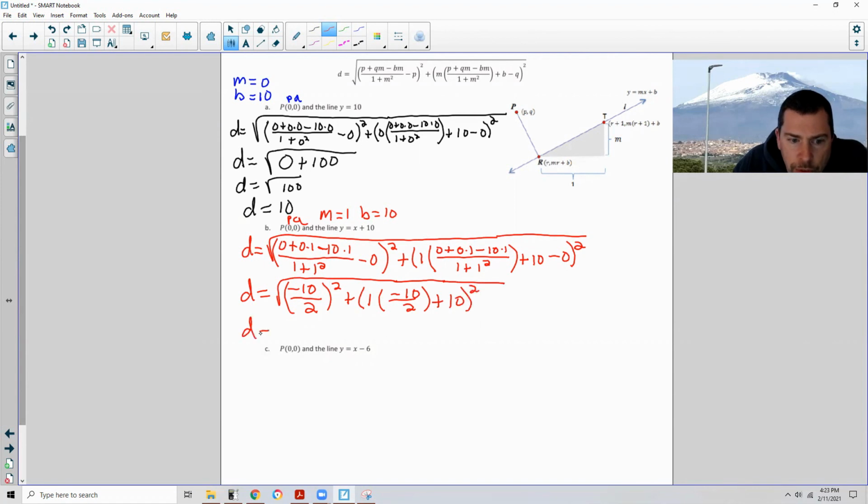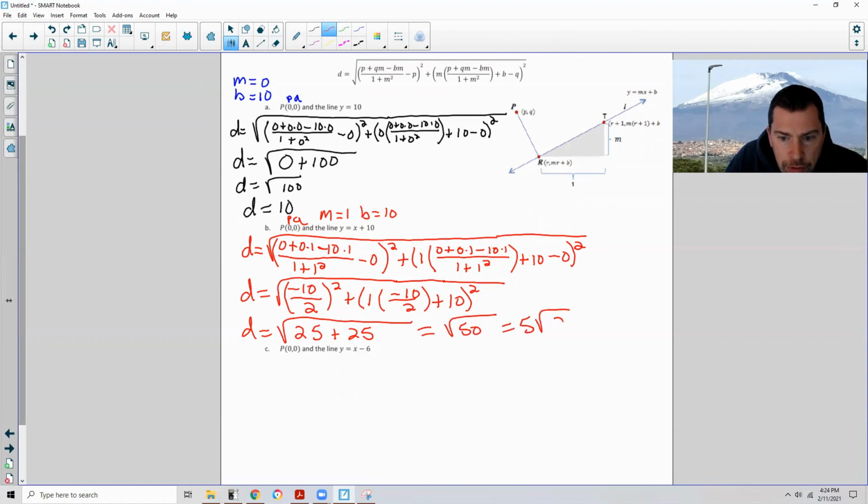So D is going to equal the square root of, well, negative 10 divided by 2 is negative 5. Squared is a positive 25. Plus negative 10 divided by 2 is negative 5, times 1 is still negative 5, plus 10 is 5, squared is 25. So the distance is the square root of 50, which equals 5 square root 2.